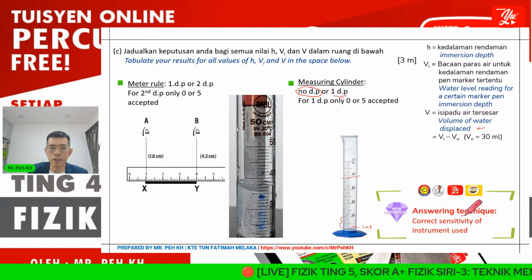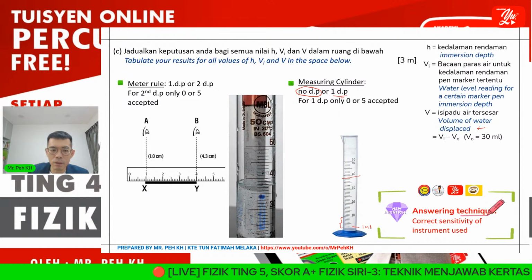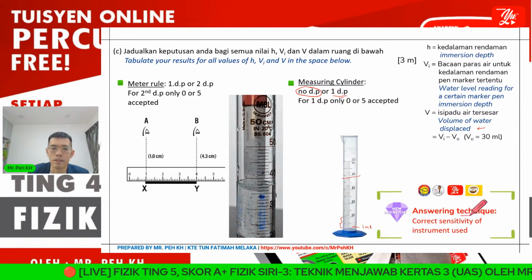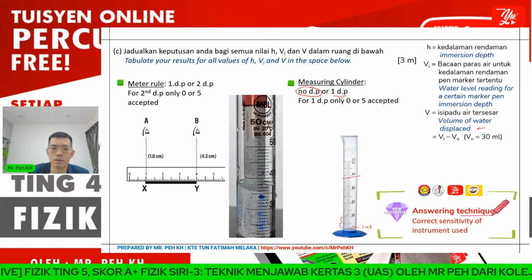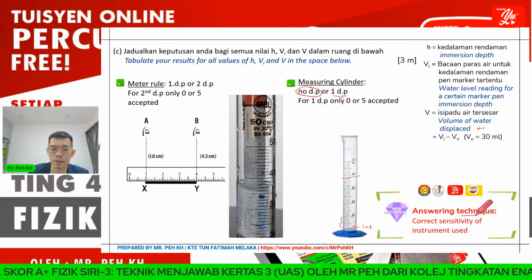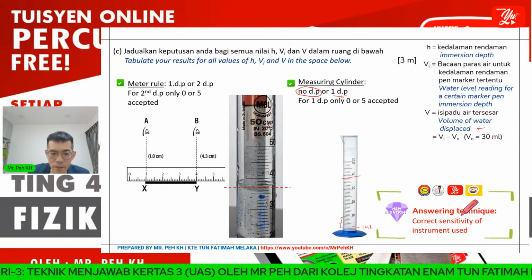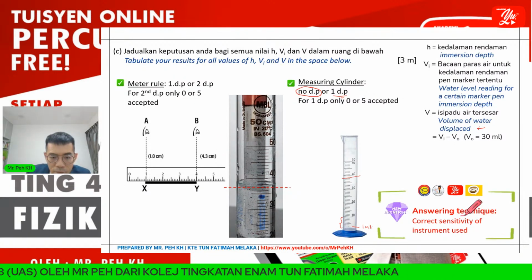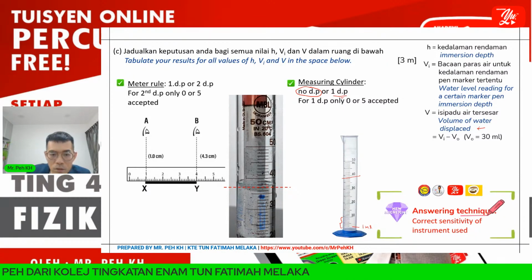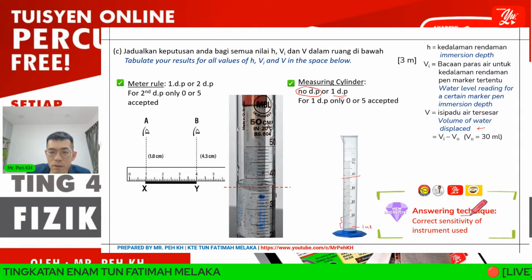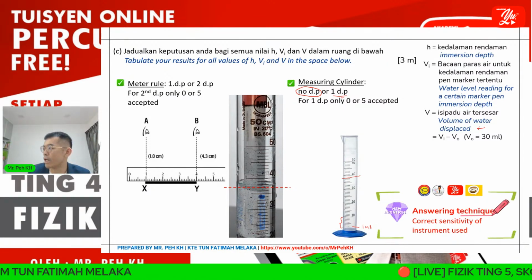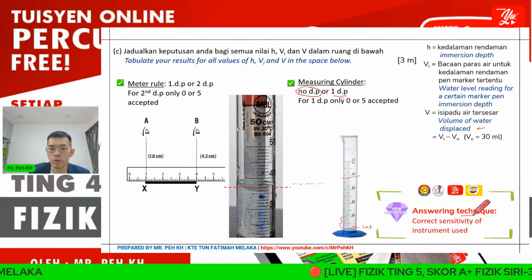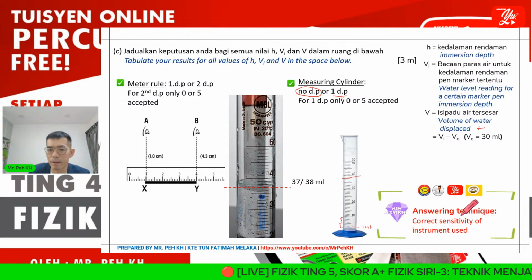So here this will be the reading, where I immerse into the water. The reading here, you see, is actually between 37 and 38, and close to 37. So what reading should I give here? You can give 37 or 38.